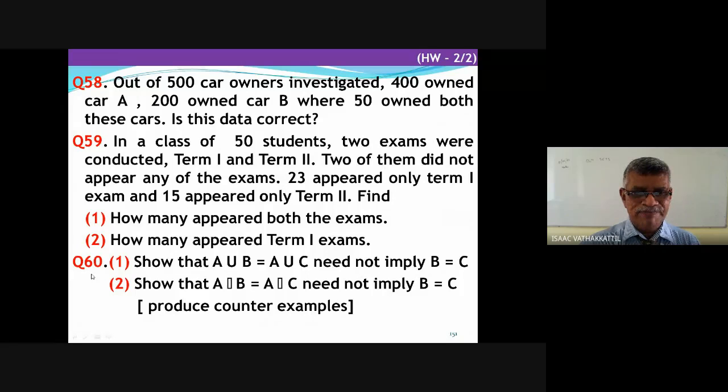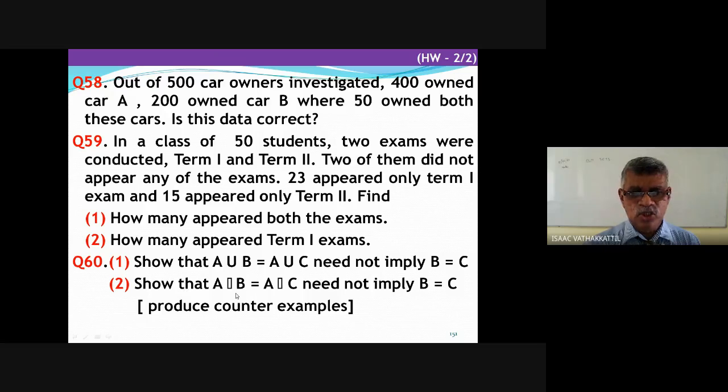Now the question is different. Remember, it is not of this kind. Show that A union B equal to A union C need not imply B is equal to C. What do you do? You have to produce examples. If it does not hold, you have to show examples.